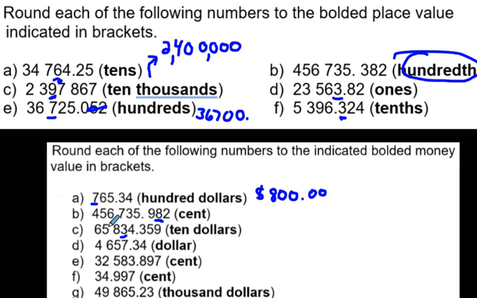Okay, I'll say it one more time. 65830 would be the answer. You can put a dollar sign in front if you like. Next one, round it to the nearest dollar.